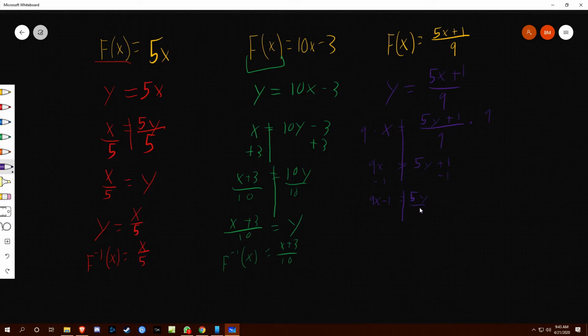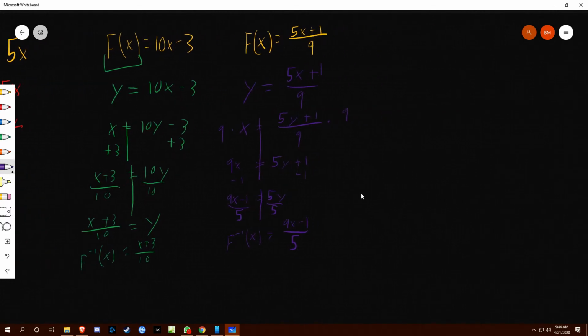All right, so solving for y. It has a 5 with it. It's multiplying, so we divide it. All right, there we go. I'm going to go ahead and rearrange and rename. And that is my inverse. Purple's a little bit more difficult to see. That is f inverse of x equals 9x minus 1 divided by 5.